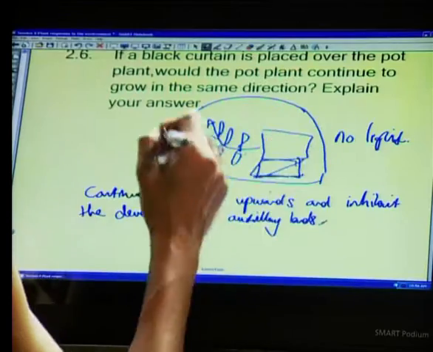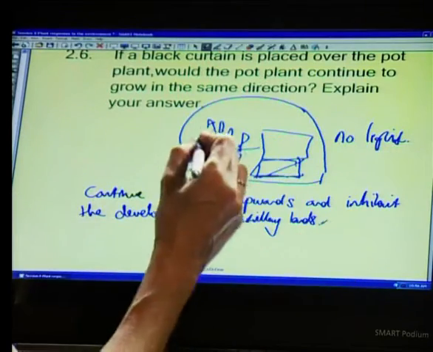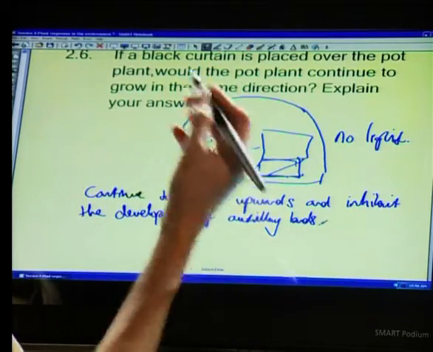Just think of, if you cover it, there's no light. It's going to continue to grow in the direction it was growing because there is no light stimulus. So you're going to have cells elongating on both sides. It's going to grow upwards.